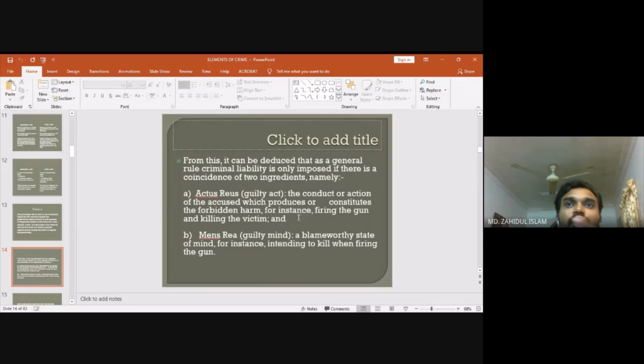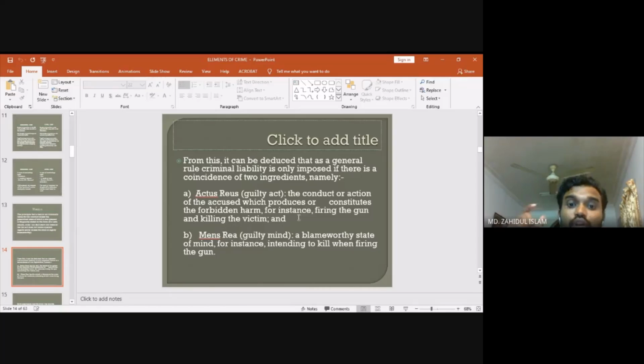So if anyone brings any allegation against you that you committed a crime, he has to prove that you have actus reus and mens rea. Actus reus is very easy to understand or very easy to prove. You shoot someone, there is some video, maybe CCTV footage, you kick someone, maybe someone saw. But mens rea, guilty mind, how will you prove? It's very difficult to prove. I don't know what is in your mind.